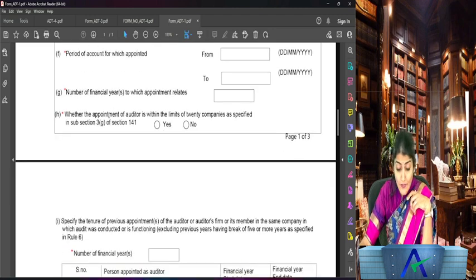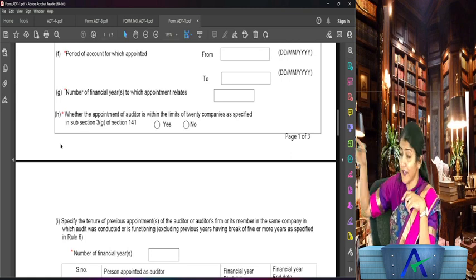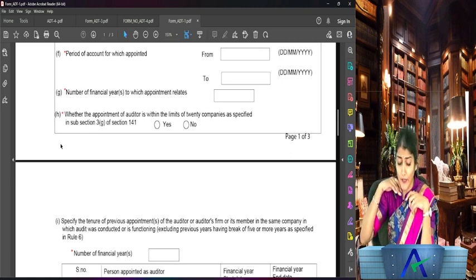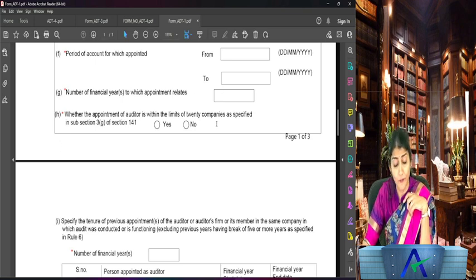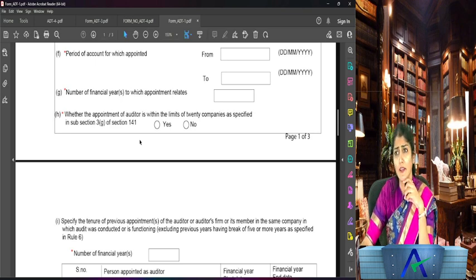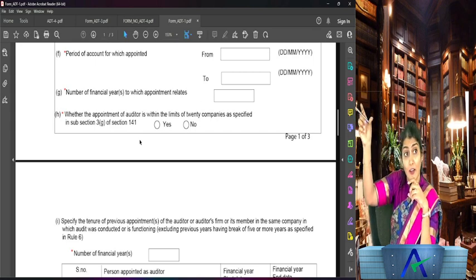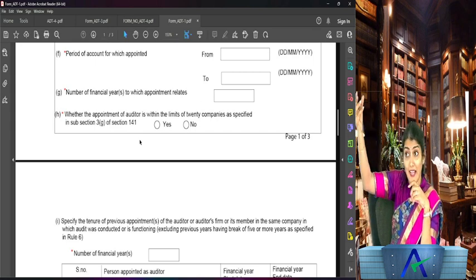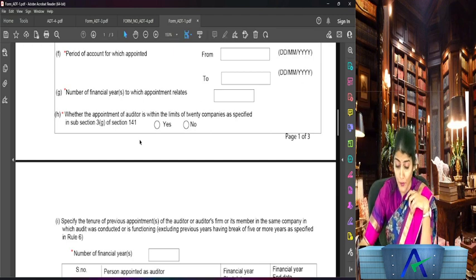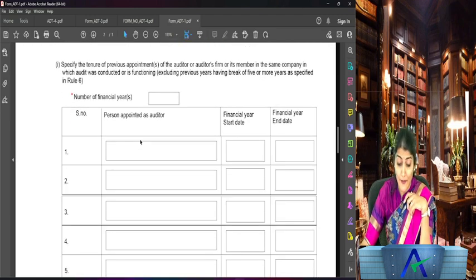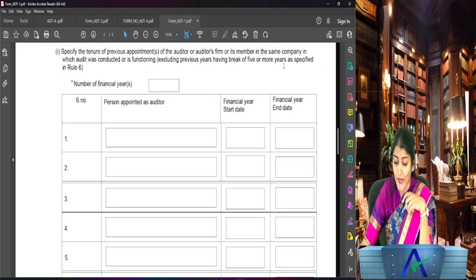Then whether the appointment of the auditor, read it, H point, read it. Whether the appointment of the auditor is within the limit of the 20 companies as specified under 141(3)(g). Do you know 141(3)(g)? What is it? A, B, C, D, E, F, G. Full-time employment elsewhere or already holding the audits of more than the 20 companies. Then specify the tenure of the previous appointment of the auditor. Right, having a break of 5 years or more.